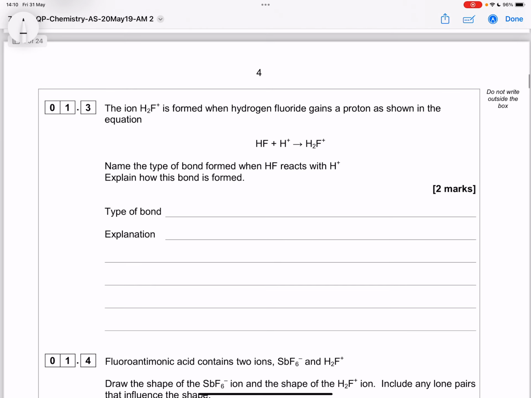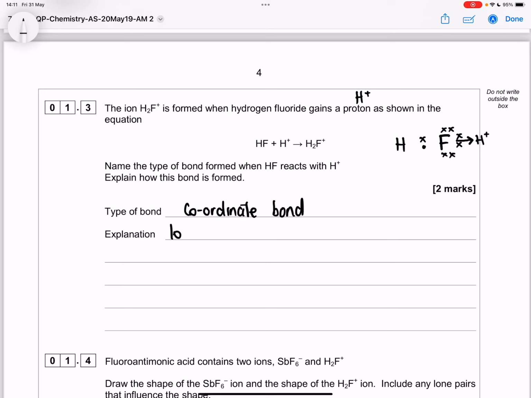The H2F+ ion is formed when hydrogen fluoride gains a proton, so remembering a proton is H+, as shown in the equation. So remembering that hydrogen fluoride has got a regular shared pair between the hydrogen and the fluorine, and fluorine being in group 7 would have had 7 of its own electrons, it's sharing 1. A hydrogen ion has got no electrons, so the type of bond that forms is the type where a lone pair on fluorine is used to create the covalent bond. We call that a coordinate or a dative covalent bond.